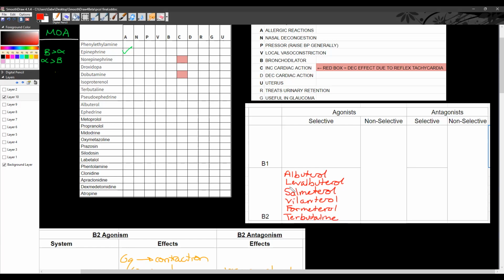Very nice. How about our beta 2 selective antagonists? So which are selective antagonists for beta 2?